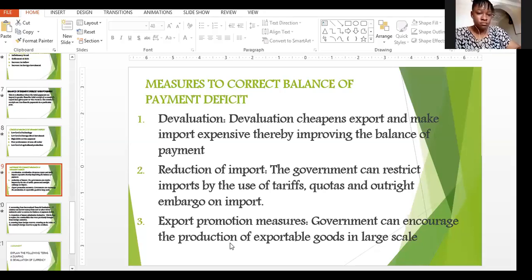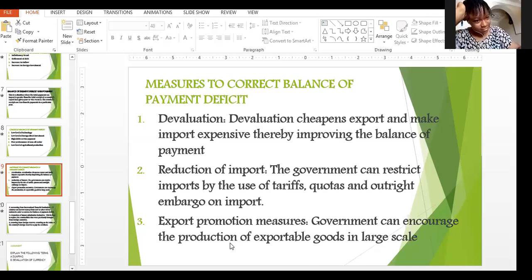Another way to control this balance of payment deficit is reduction of imports. The government can restrict imports by the use of tariff. When you place high tariff on imported goods, that's the tax to be paid on imported goods, if it's so high, somebody that wants to bring in 50 might reduce what he or she will bring in to 20. Then by use of quota and outright embargo on imports, we don't want more than so number of these particular goods.